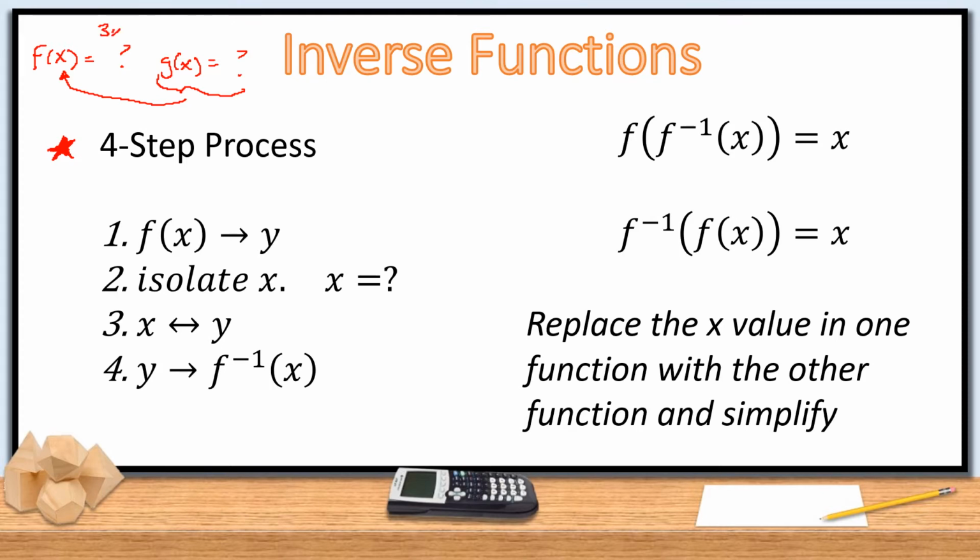So say if this was 3x plus 2, I would replace the x value in this one. Say this one is, these are not going to be inverses, I'm just making this up, minus 4x plus 5. So instead of x, I would replace it with minus 4x plus 5. So this would be 3 times minus 4x plus 5, plus 2. So I'm substituting in for the x value in one function. We're going to do this over and over again later, so I'm going to come back to that.